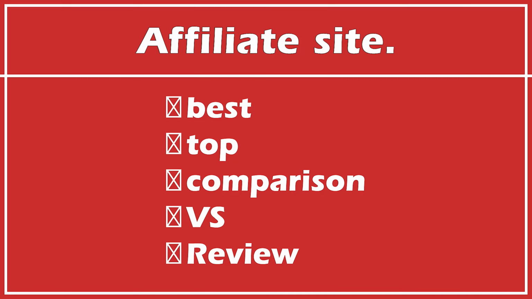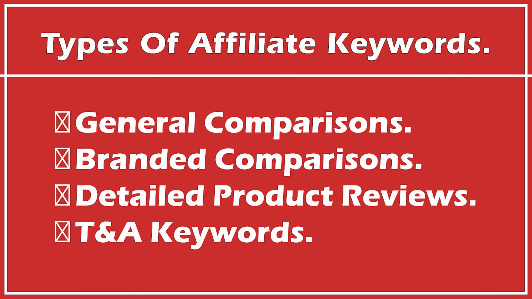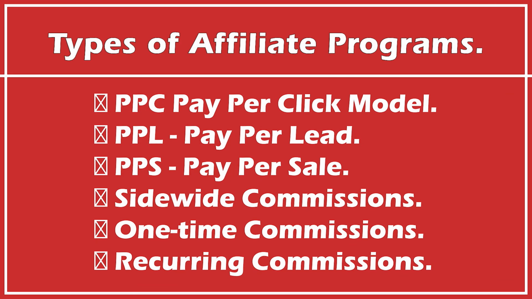Affiliate site. Types of affiliate keywords: general comparisons, branded comparisons, detailed product reviews. Types of affiliate programs: PPC, pay-per-click model; PPL, pay-per-lead; PPS, pay-per-sale; sitewide commissions; one-time commissions; recurring commissions.